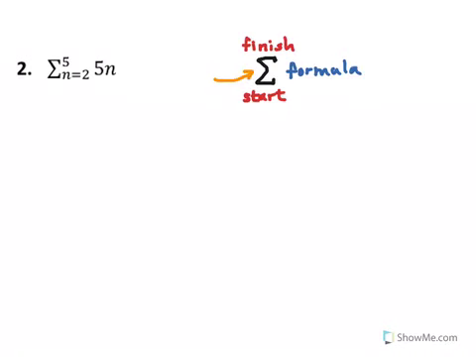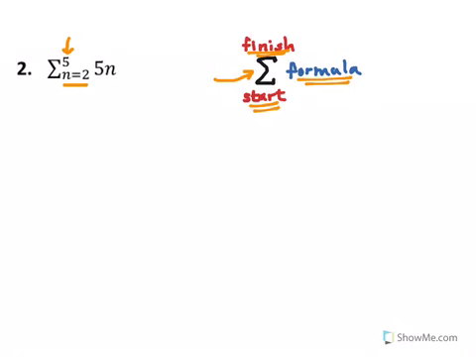And what we do with this notation is we have this number here where n equals 2 is our starting number. Then this number on top, 5, is our finishing number. And what we do is we start with the starting number and proceed from 2 up to 5, plugging it into the formula, and then take the sum of all of those numbers.